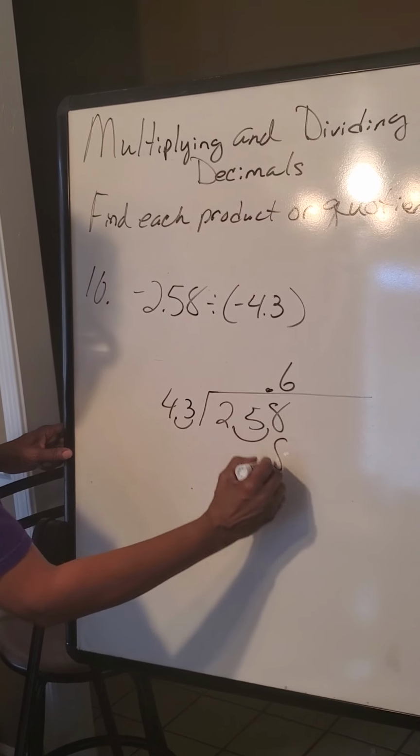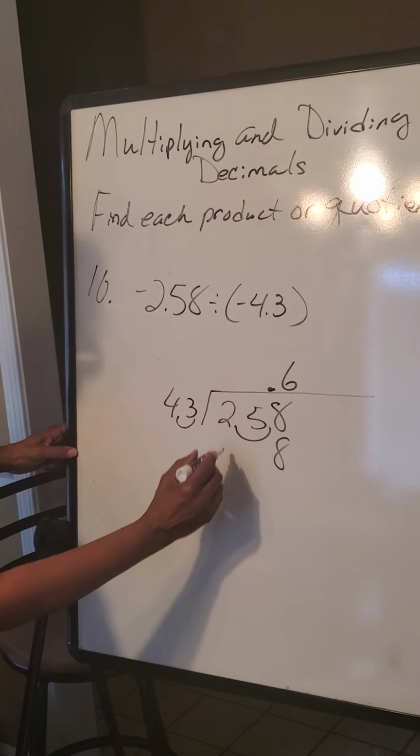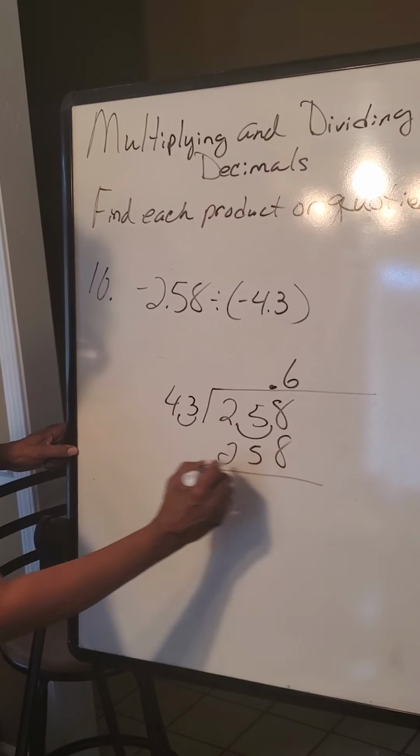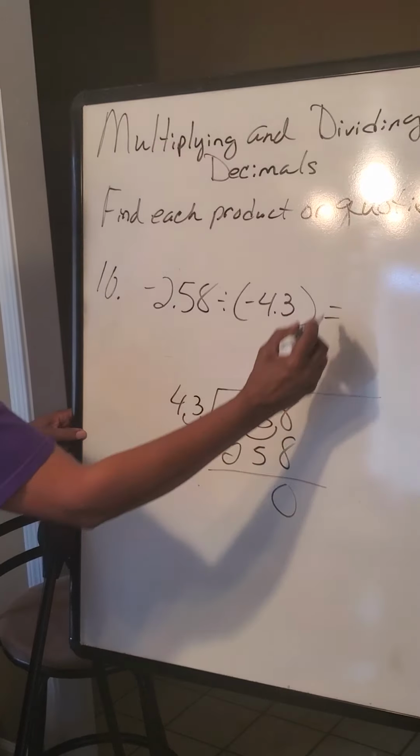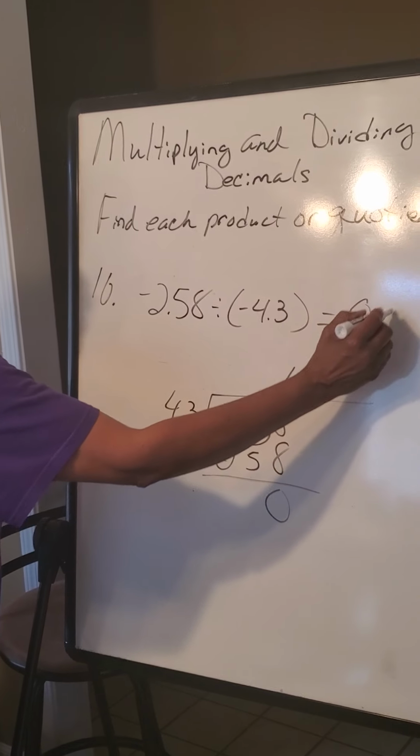6 times 3 is 18. 6 times 4 is 24, plus 1 is 25. Subtract, I get a 0. Negative divided by a negative is a positive, so my quotient is 0.6.